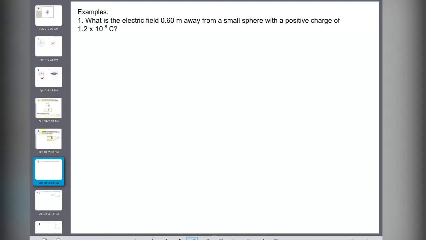All right, example number 1. What is the electric field 0.6 meters away from a small sphere with a positive charge of 1.2 times 10 to the negative 8? So they're asking for the electric field. First of all, recognize what electric field means, the epsilon symbol. They tell you that the distance away is 0.60 meters and this charge is 1.2 times 10 to the negative 8 coulombs. So look for the equation that helps you calculate the epsilon.